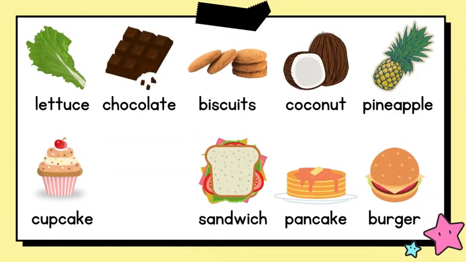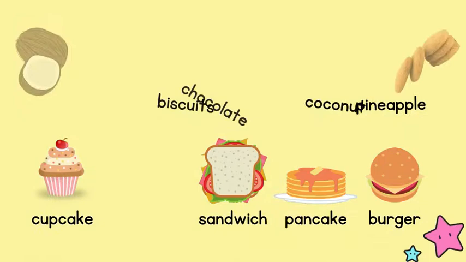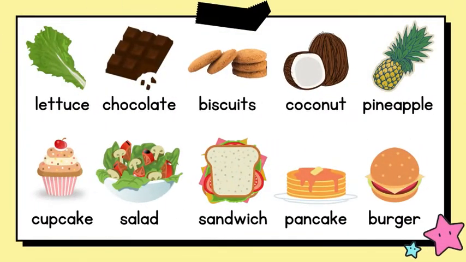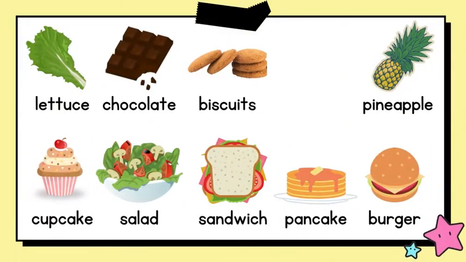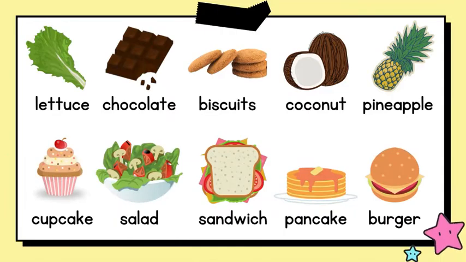Can you tell me what is missing? What's missing? There isn't any salad. The answer is salad. There isn't any salad. Now, the next question. Try to look and find the missing food. What food is missing? There isn't any coconut. The coconut was missing.